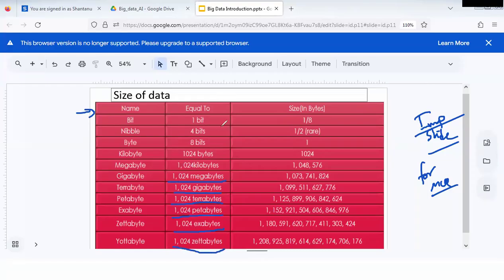Now, there is another way to represent this. Kilobyte is 10 raised to 3 bytes. Megabyte is 10 raised to 6 bytes. Gigabyte is 10 raised to 9. Terabyte is 10 raised to 12. Petabyte is 10 raised to 15. Exabyte is 10 raised to 18. Zettabyte is 10 raised to 21. And yottabyte is 10 raised to 24. You can also remember it in terms of thousand, million, billion and so on. So this is what we are talking about when we discuss the size of the data. I hope you have taken a screenshot of it.